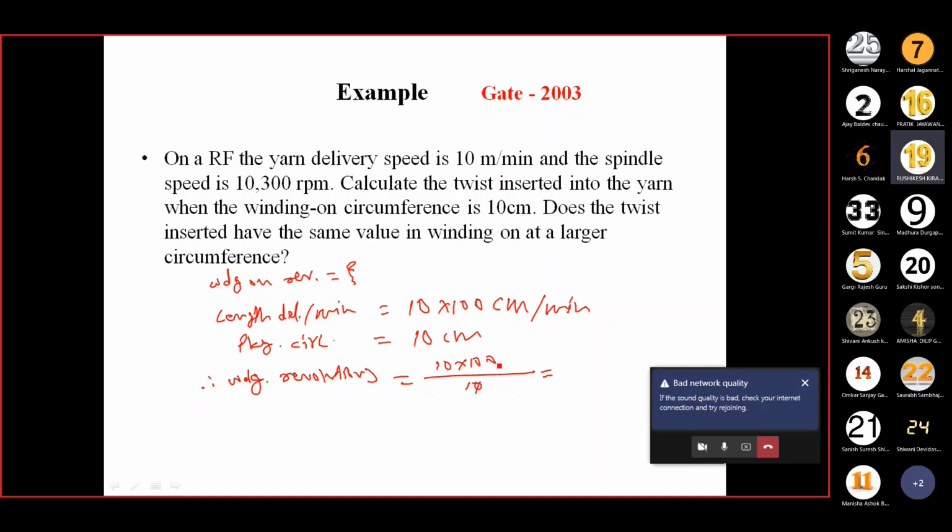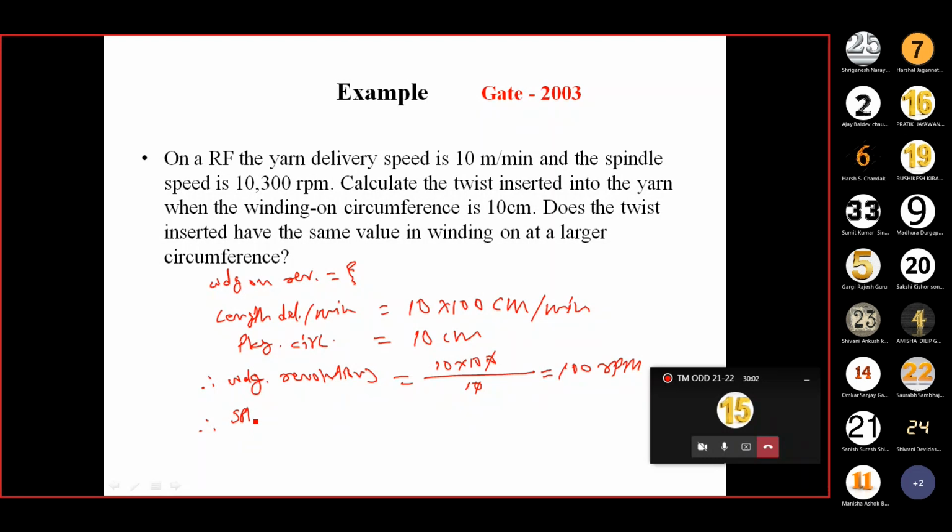So in short, we required 100 winding revolutions. Right, so what I will do now is deduct this from the actual spindle revolutions. Actual spindle revolutions are 10,300.